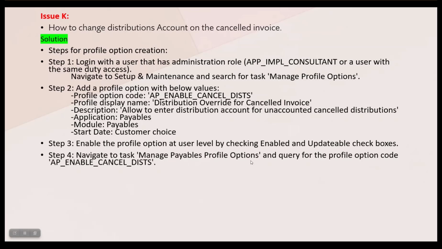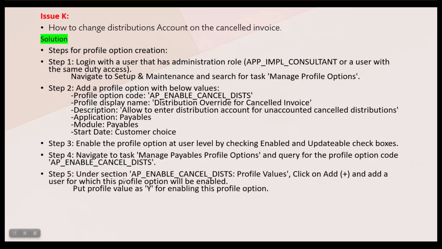Navigate to Manage Payables Profile Options, and query for the profile option code AP enable cancel distributions. Under the section AP Profile Values, click add and select users, which means this profile option will be enabled for specific users. Put profile value Yes for enabling this profile option.